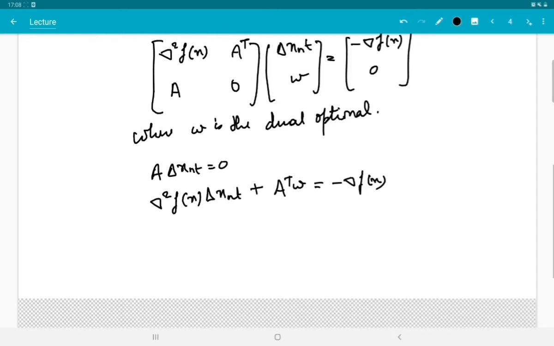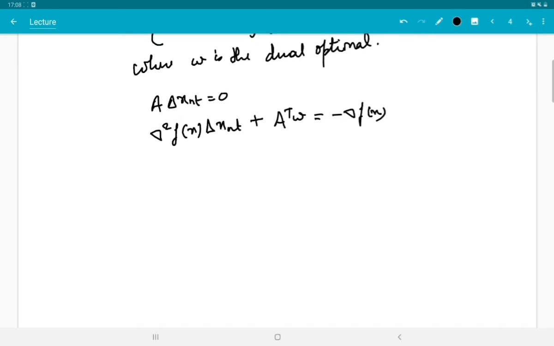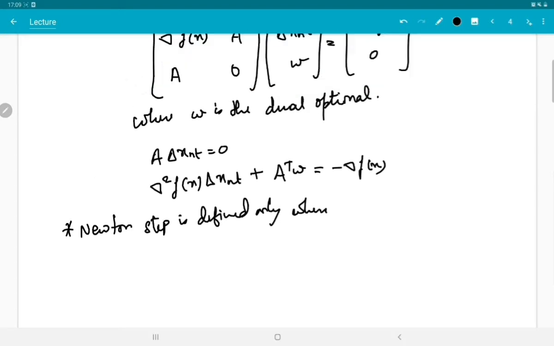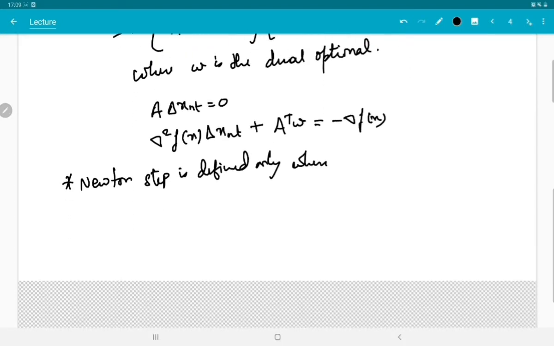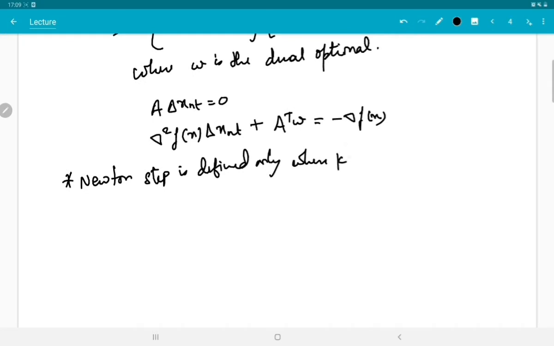So, two important points. First is that Newton's step is defined only at points where the KKT matrix is non-singular. Newton's step is defined only where this is the KKT matrix, this coefficient matrix.